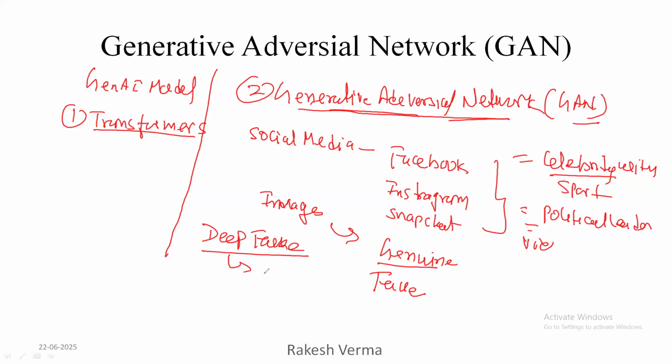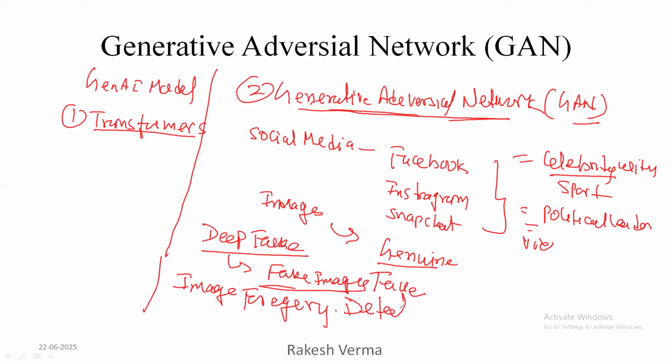So the image of every person who is popular, either a celebrity or a sports person or political leaders, they try to create images with some other persons and try to define a relationship between them. So basically those are fake images. So if you want to create fake images and try to detect fake images, it is also used for image forgery detection. That is part of security. So when you talk about image forgery detection, then this generative adversarial network is also used.